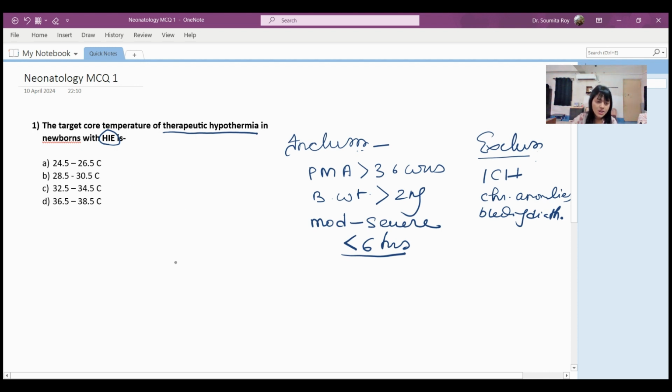Now coming to the answer. So this will be 32.5 to 34.5 degrees Celsius. And if suppose no range is given, only the target core temperature is given, then that will be actually 35 degree Celsius. Okay, so done this question. So moving on to the second one.